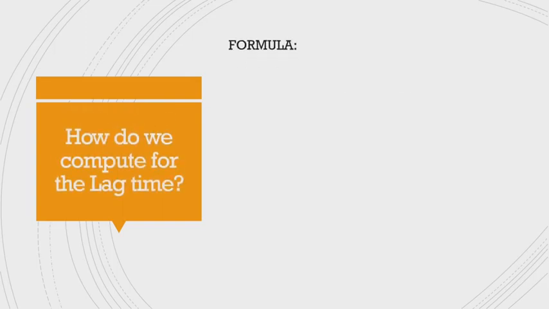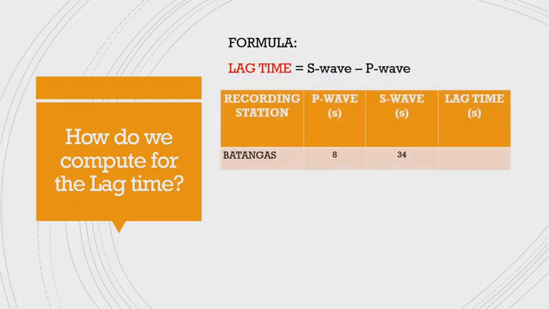So how do we compute for the lag time? The formula is the arrival time of S wave minus the arrival time of P wave. For instance, we have the given in Batangas, the P wave arrived at 8 seconds while the S wave arrived at 34 seconds. So what we're going to do is 34 seconds minus 8 seconds, and that is equal to 26 seconds. So this is now the lag time for Batangas.